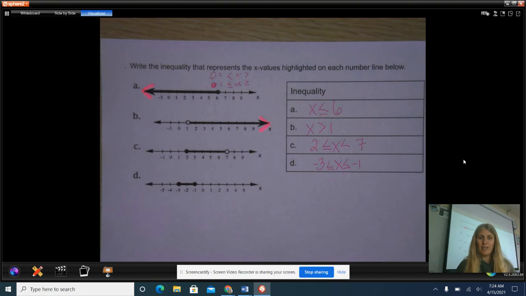Let's go ahead and take a look at our lesson for the day. Today, we're going to be looking at graphs, and from those graphs, we're going to write our inequality, kind of the version of this, but with 2 variables instead of just 1 variable of x.